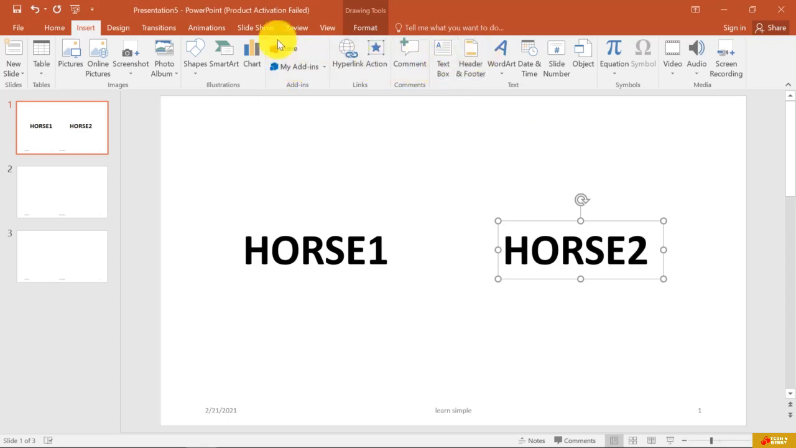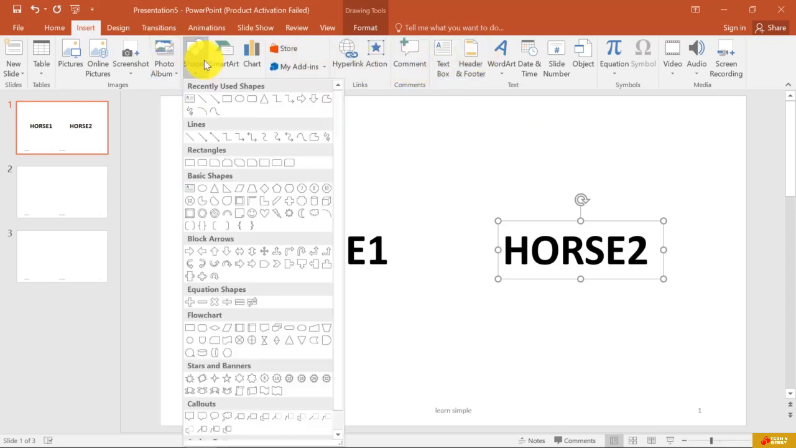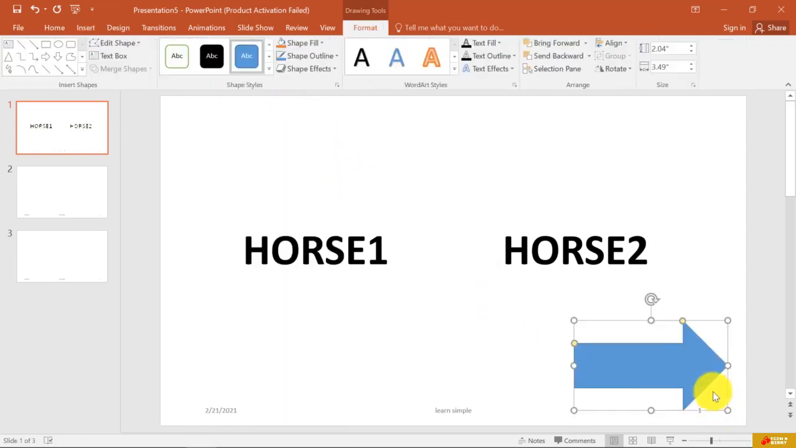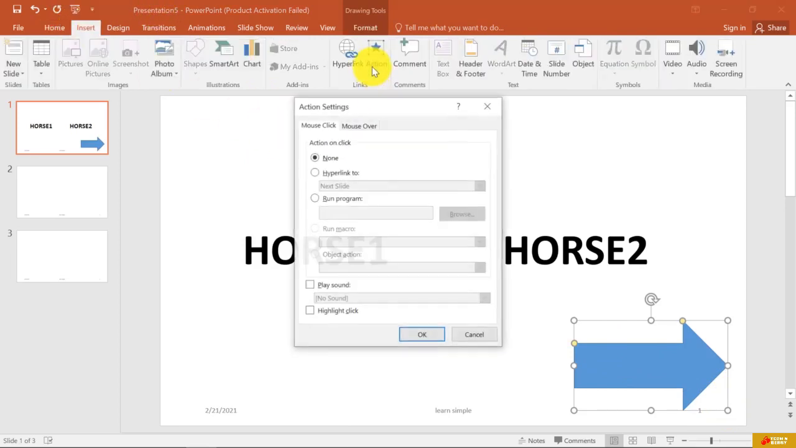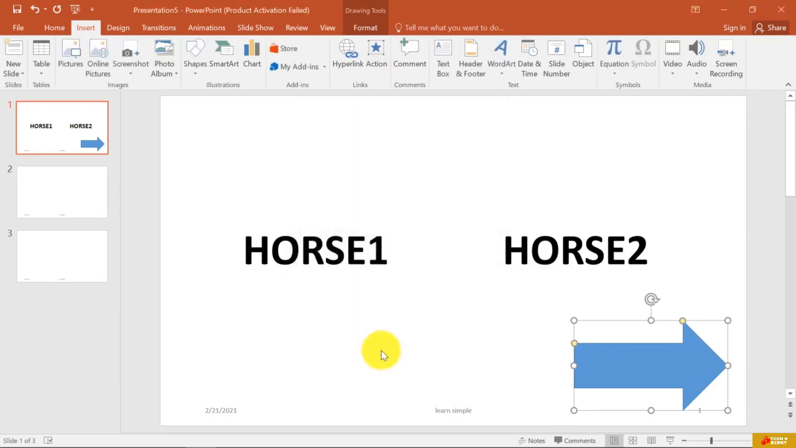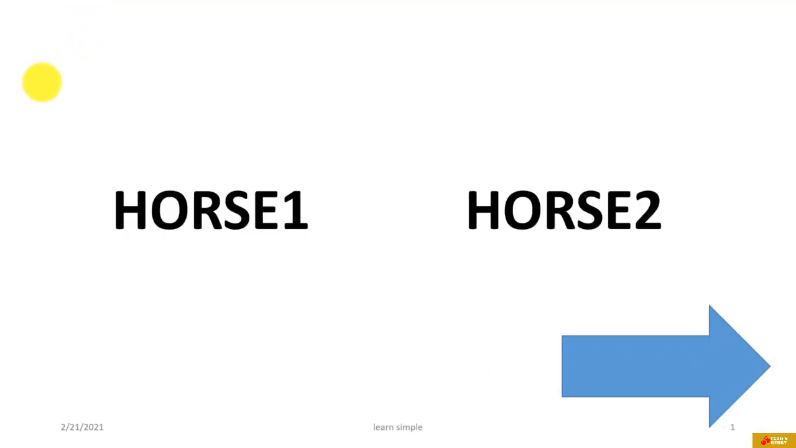For example, if I add another shape here, I will add this arrow. I will create this arrow here. I can also add this action or hyperlink to this arrow. So I will click on action and hyperlink, and I'll click on next slide. Now whenever I click on this arrow, I will move to the next slide. It will work as a button. So I will play this slideshow. You can see if I click on this arrow, I will move to the next slide. It will work as a button.